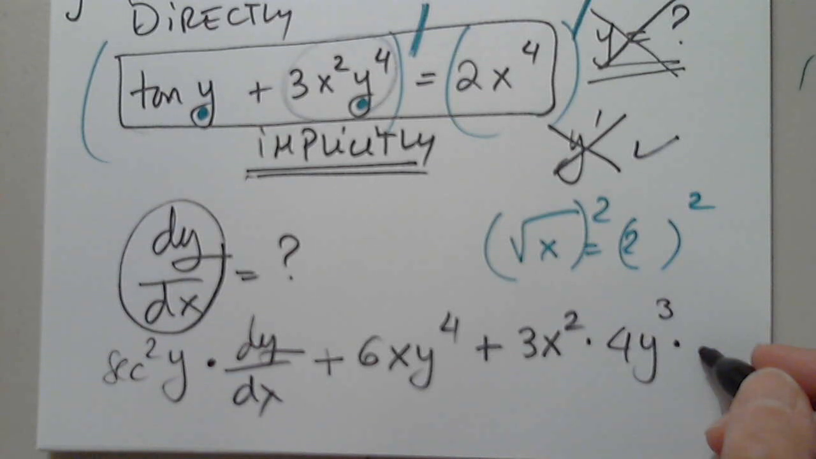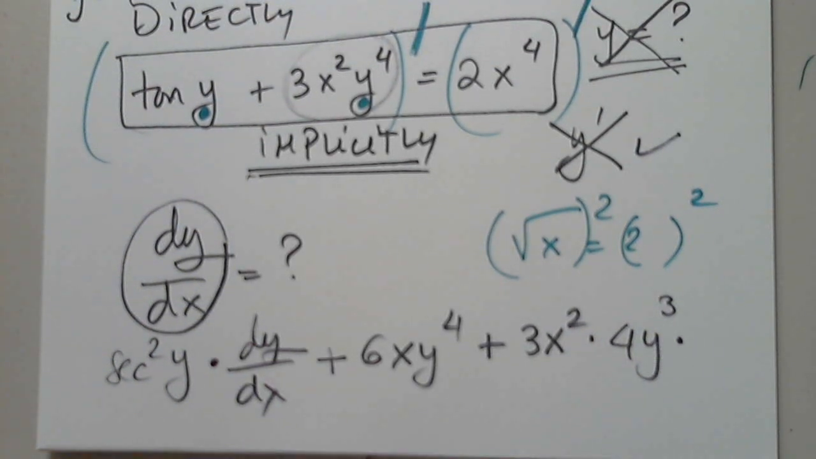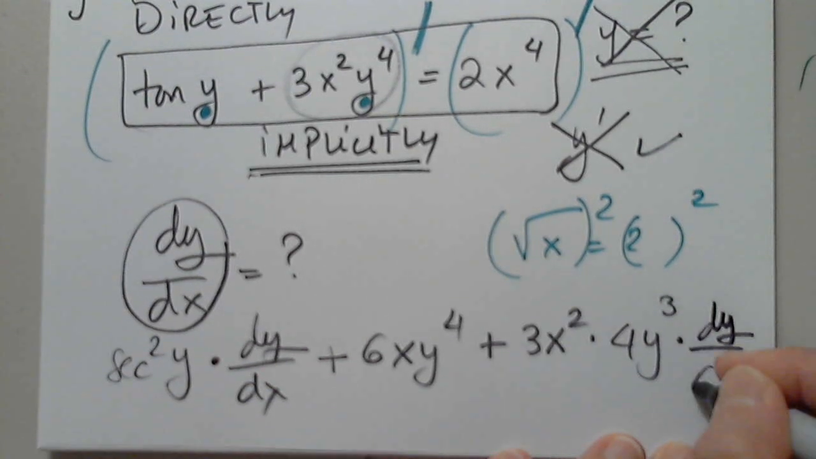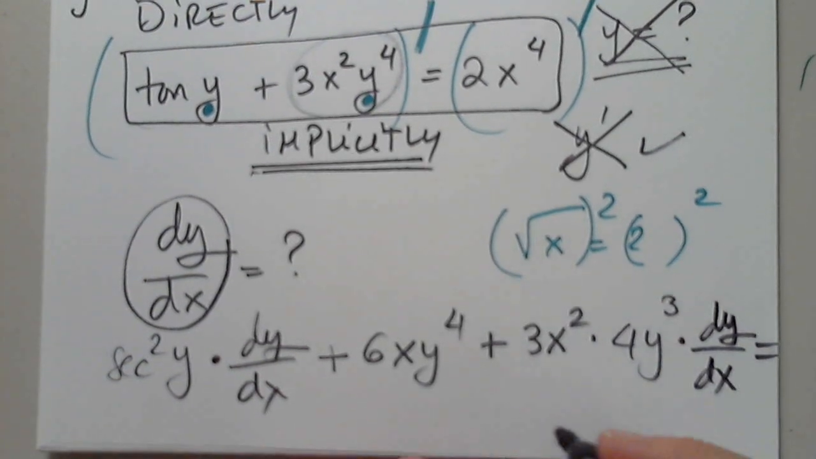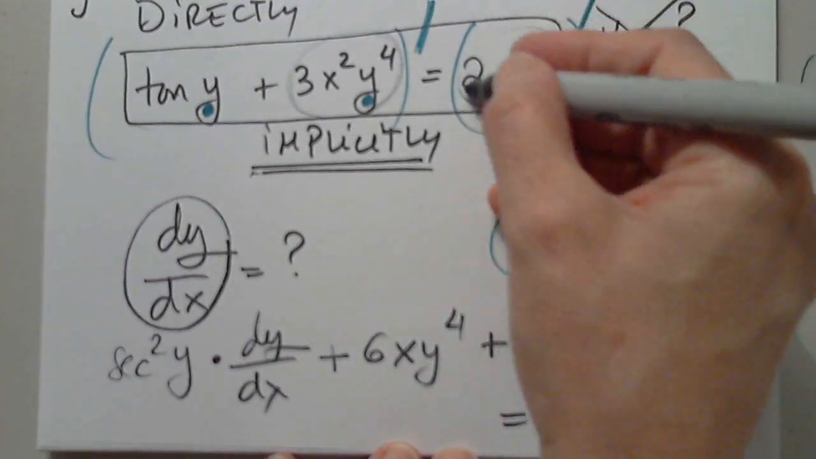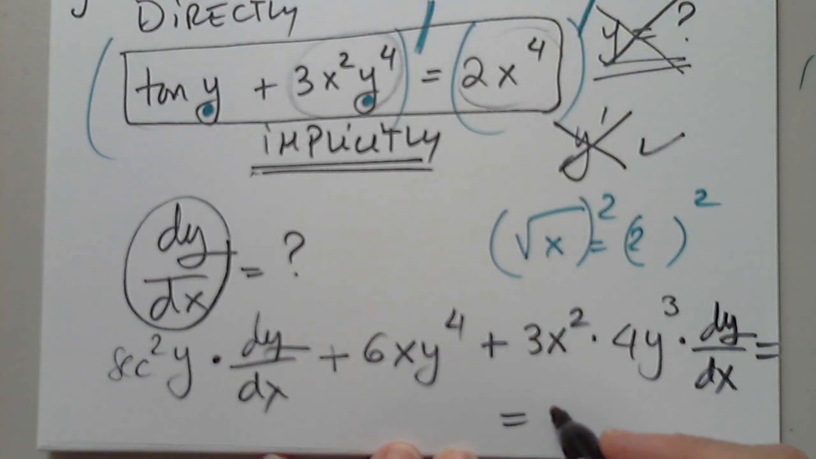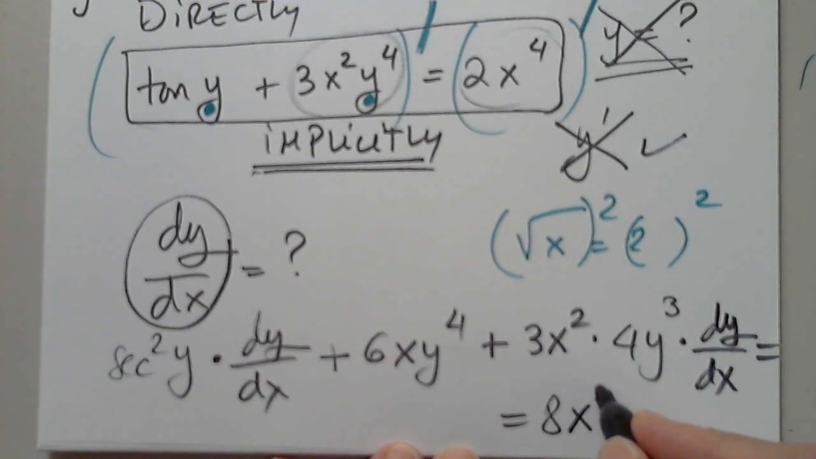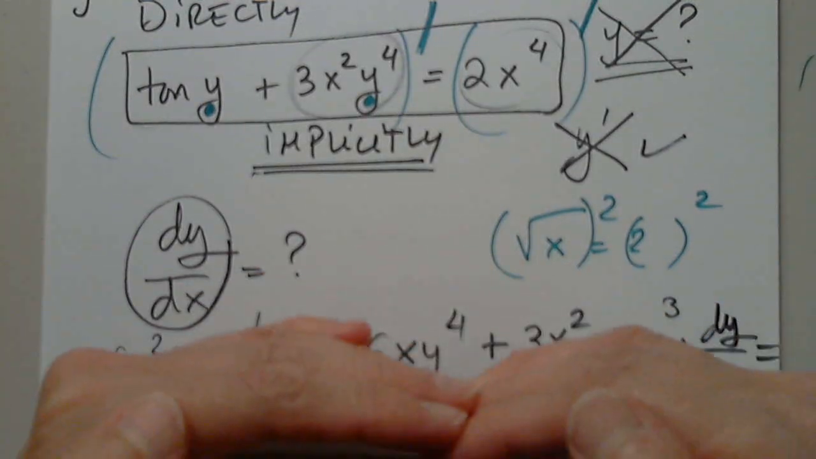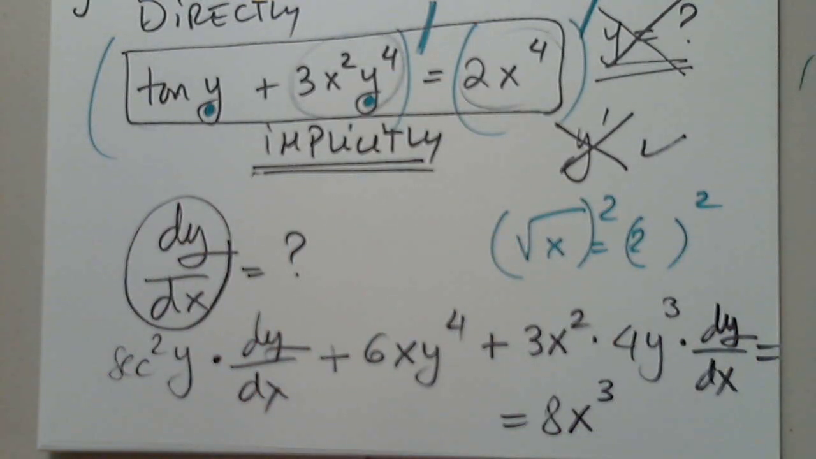How do I write times the inner function prime? Dy over dx. Excellent. Equals. Can anyone differentiate this for us? 8x cubed. Excellent. Okay, notice now what happens. From this point on is only algebra. No more calculus for this problem.